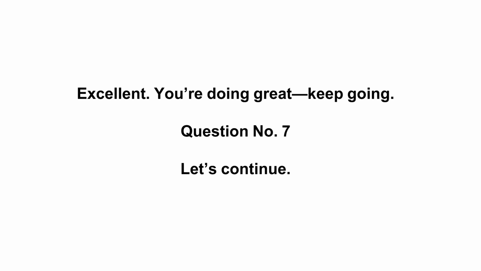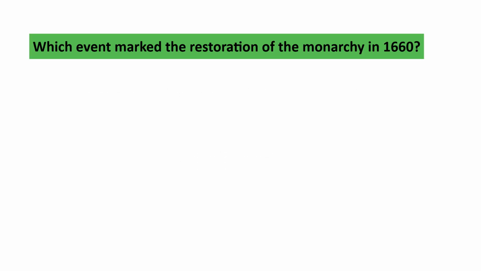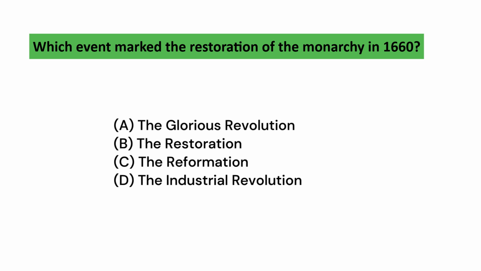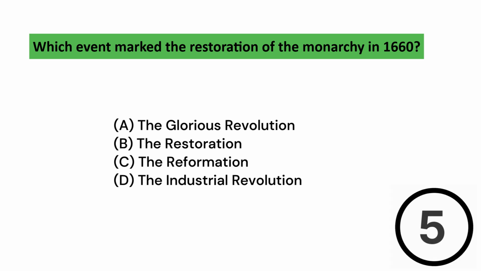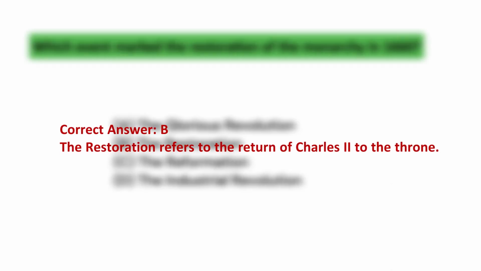Excellent. You're doing great, keep going. Question number 7. Let's continue. Which event marked the restoration of the monarchy in 1660? Options. A. The Glorious Revolution. B. The Restoration. C. The Reformation. D. The Industrial Revolution. Correct answer, B. The Restoration refers to the return of Charles II to the throne.